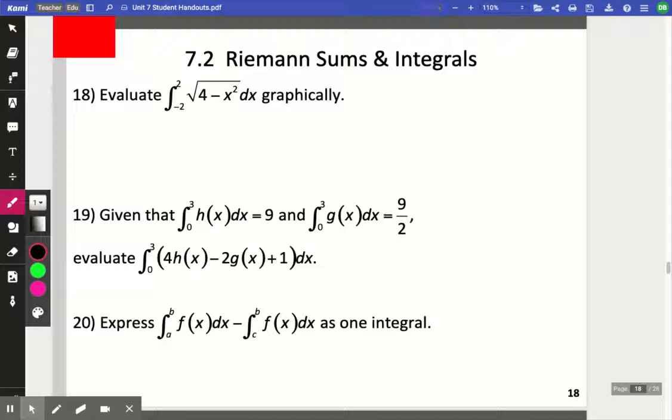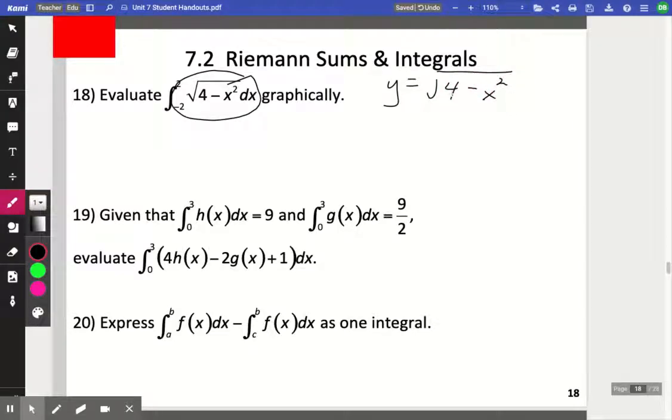All right, these are the notes for section 7.2, slide number 18. This example says evaluate the definite integral from -2 to 2 of the square root of 4 minus x squared with respect to x graphically. That means I need to know what the square root of 4 minus x squared looks like graphically. So let's let y equal the square root of 4 minus x squared.